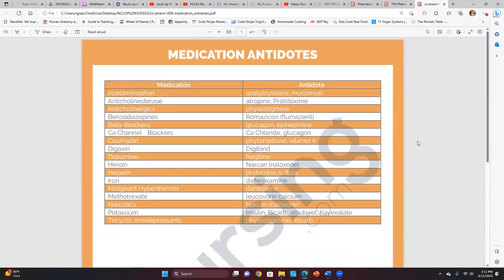Keep the area clear of furniture that can hurt them. And if your patient is having a seizure, our primary concern is their airway. Turn them on their left side.